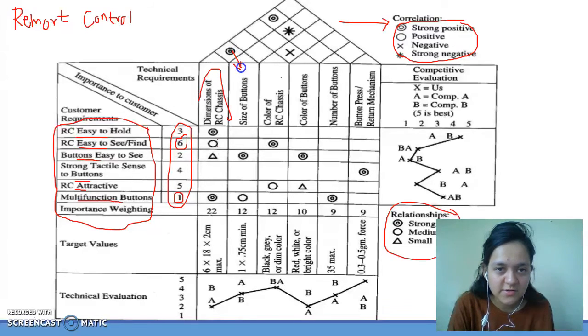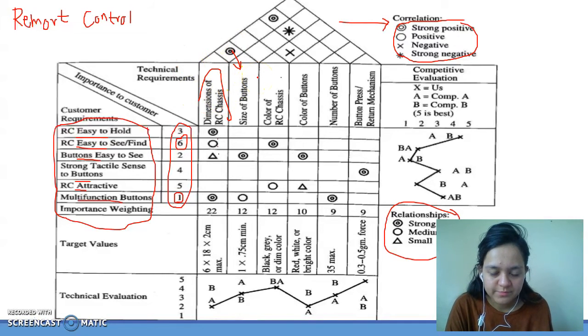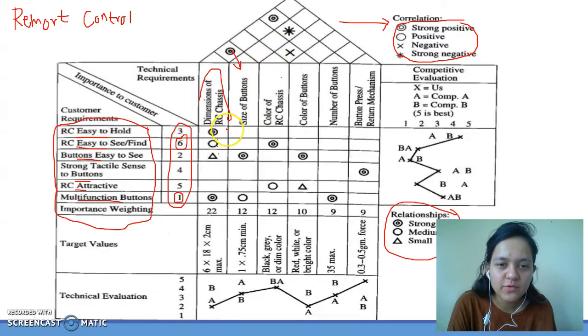With the size of buttons. And while size of buttons has a strong negative correlation with the number of buttons. It has a strong negative correlation with the number of buttons. Now I'll tell you how.